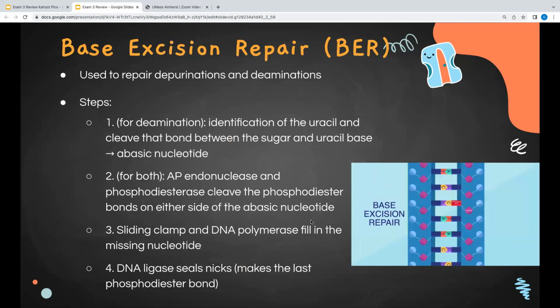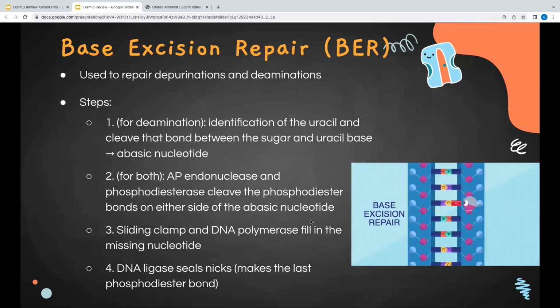Well, first, we remove the uracil from the nucleotide. If you think about what that does, we create an abasic nucleotide, essentially the same thing as a depurinated nucleotide. And so this is where the two mechanisms converge. The next step: we have this nucleotide that we want to remove. We're going to use two endonucleases. One's going to cut on one end, the other is going to cut on the other end, and then we're going to remove that nucleotide. We need two endonucleases because we need to make two cuts.